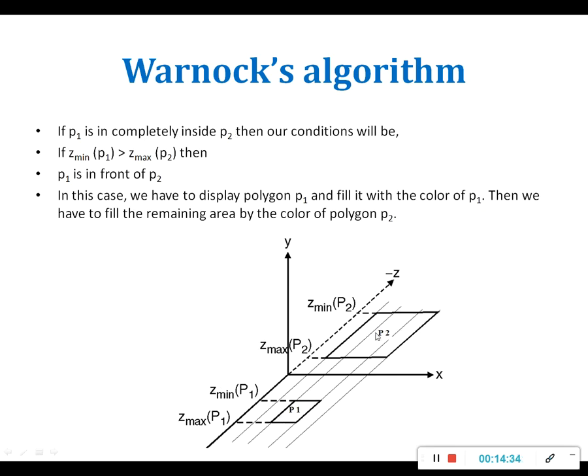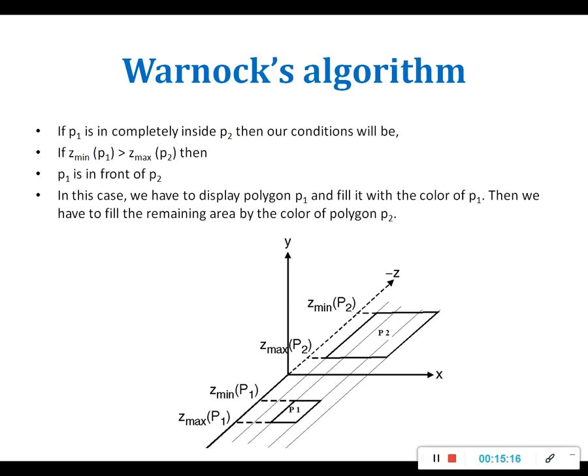In this content category, if P1 is completely inside of P2, then the condition is that the Z min of P1 is greater than the Z max of P2. How is it greater? Because the Z min of P1 is lying on the positive Z axis and the Z max of P2 is lying on the negative Z axis. So the Z min of P1 will be greater than the Z max of P2, and in that case we can say that P1 is in front of P2, meaning P1 is nearer to the viewer than P2.